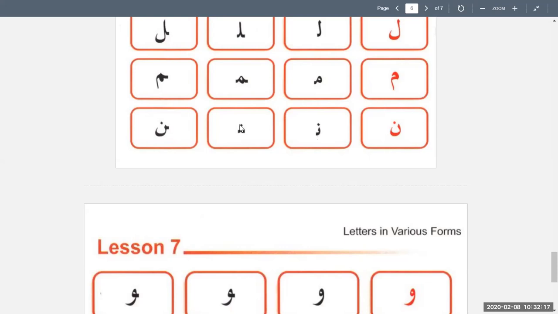At the beginning of the word or in the middle of the word, it looks exactly like ba, ta, and tha. It looks a little bit different in its isolated form and in its final form. Make the letter noon.